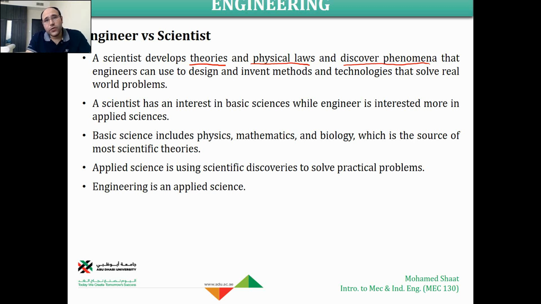So a scientist, first, develops theories. Any new theories should be developed by a scientist. Any physical law, for example Coulomb's law, the gravitational law and Newton's law, all of these were developed by scientists, right? And they discover new phenomena.